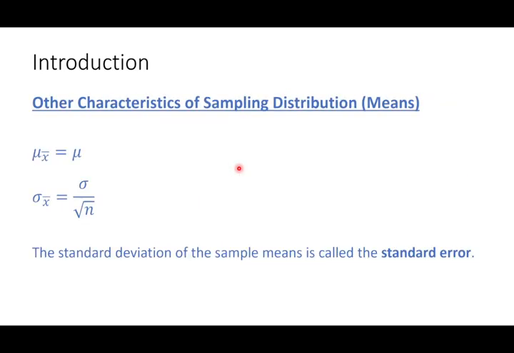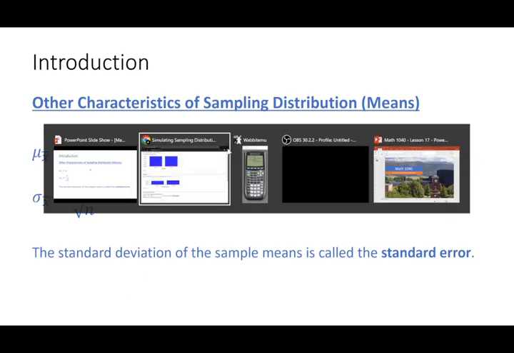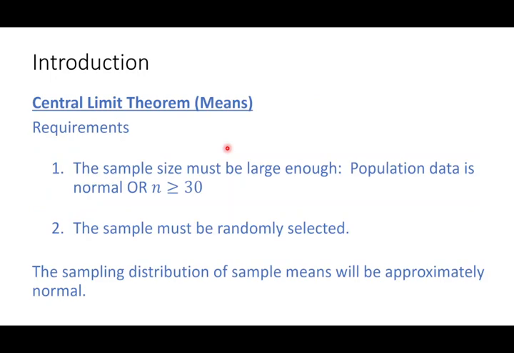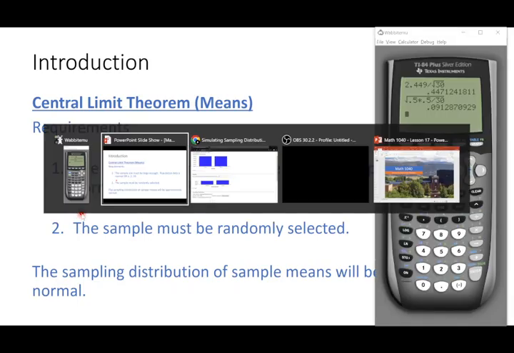So let's back up. And there's one more thing that we need to talk about. I know this video is getting kind of long, but stick with it. We'll go back to the means. The population data is normal or the sample size is greater than 30. Let's show what happens when that's not true.